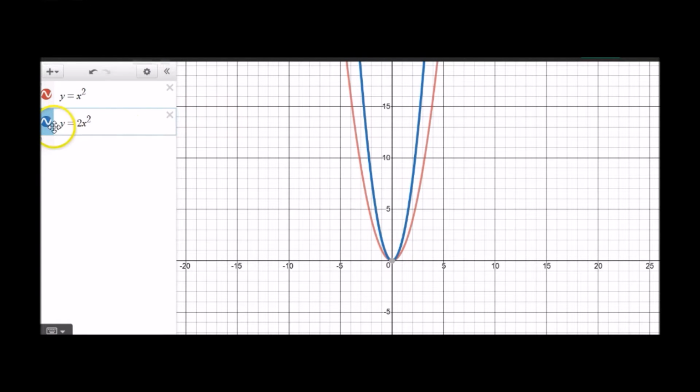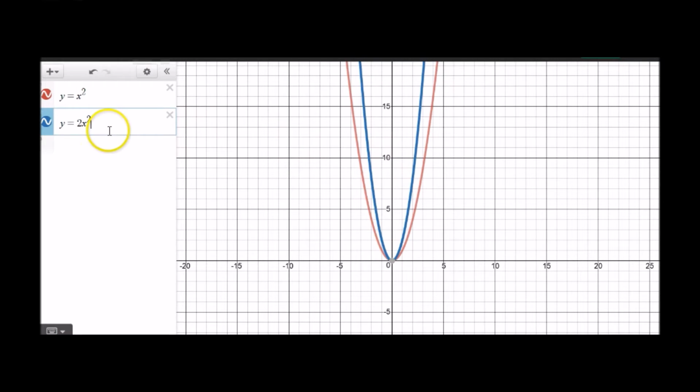You can see that my blue one has gotten a lot more narrow. It's like I've taken my red graph, y equals x squared, and stretched it along the y-axis, pulled it tighter. So the blue, which has that larger a value of 2, is more narrow, more stretched along the vertical, or the y-axis. What we call this is a vertical stretch by whatever factor is right here.